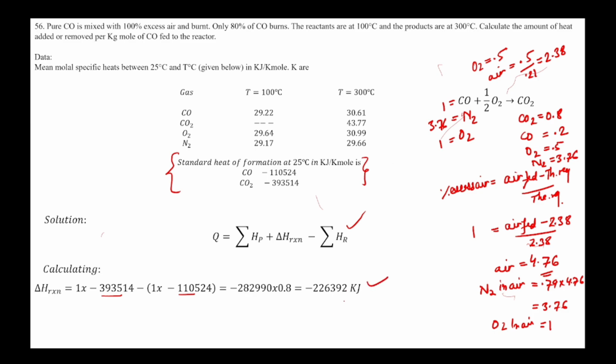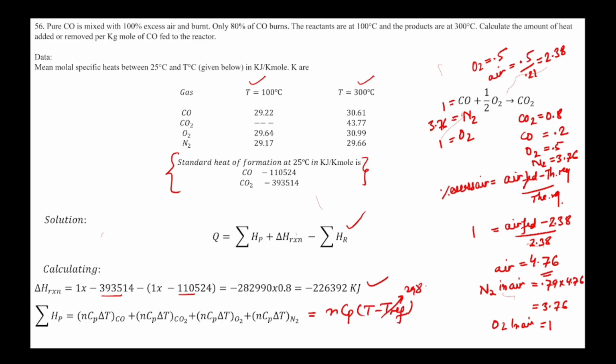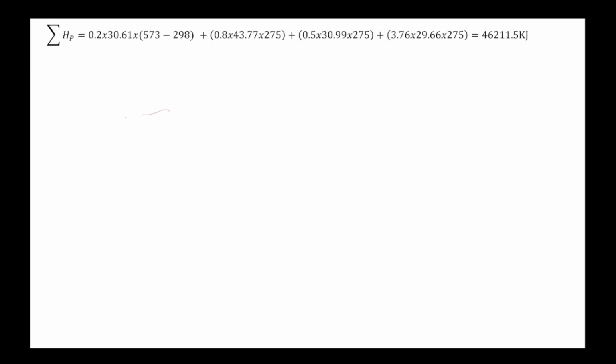Second, the delta heat of product. The reactant is at 100 degrees Celsius and the product is at 300 degrees Celsius. The general formula is n Cp (T minus T reference), and the reference is always 298 Kelvin or 25 degrees Celsius. So we'll apply that. We have everything. First we calculate for the product. So 0.2 is for CO, because CO is unconverted.